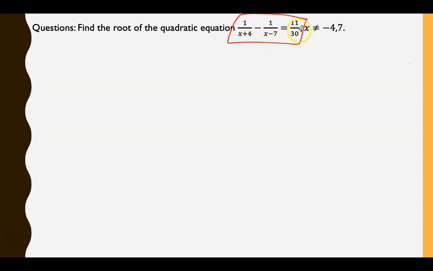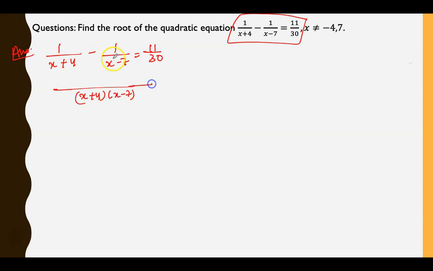Firstly, I'm going to solve this equation. So let's start with your answer. That is 1 upon x plus 4 minus 1 upon x minus 7 is equal to 11 upon 30. Take the LCM and try to solve it. So x plus 4 into x minus 7, cross multiply by taking the LCM. x minus 4 minus x minus 4, that is equal to 11 upon 30.